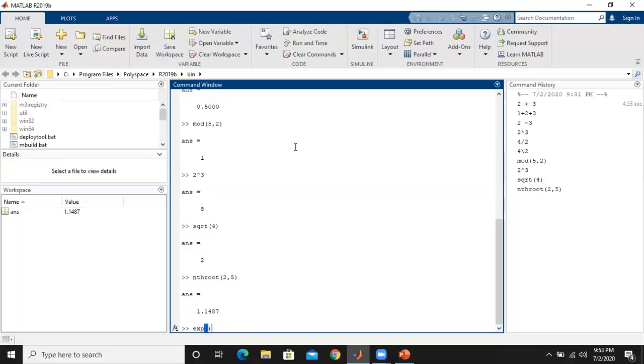We can also find out the exponentials. Here the exponential function can be written as exp. So exponential of 2, here you get the value as 7.3891.